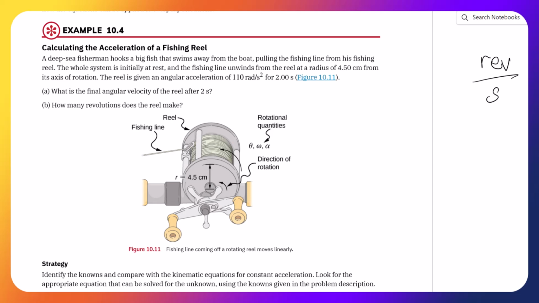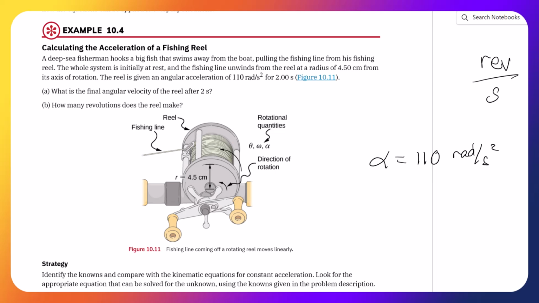Okay, so let's just look at this one. So fisherman hooks a big fish, good for him, that swims away, pulling the line. So much drama. The whole system is initially at rest. The fishing line unwinds from the wheel a radius of 4.5 centimeters from its axis of rotation. Oh, like in the picture. I was trying to figure out what they were talking about. The reel is given an angular acceleration of 110 rads per second squared for 2 seconds. What is the final angular velocity?